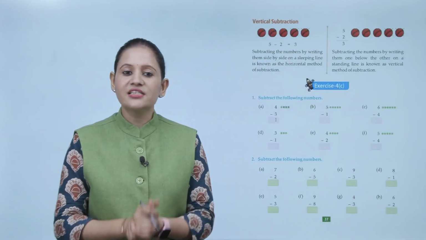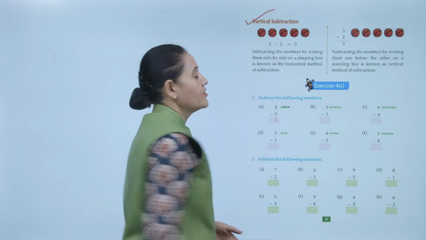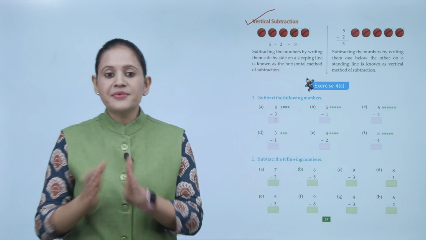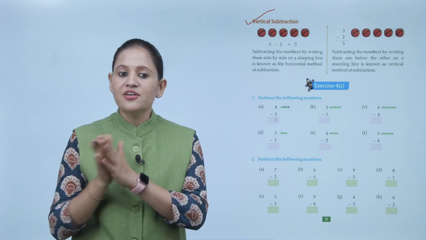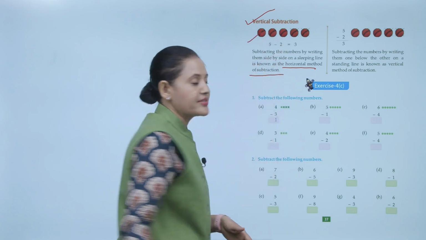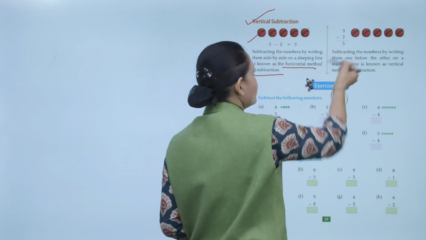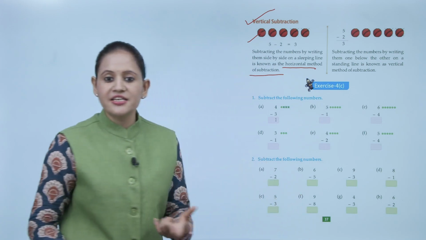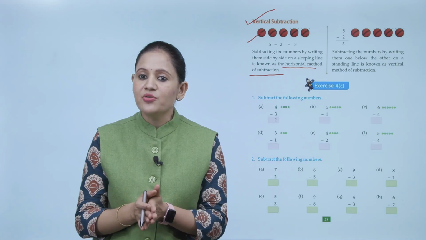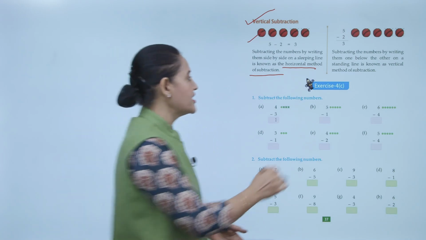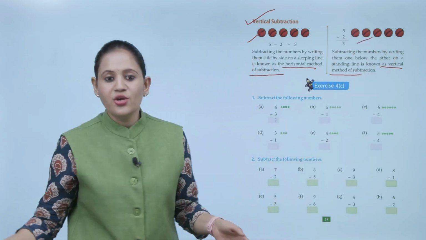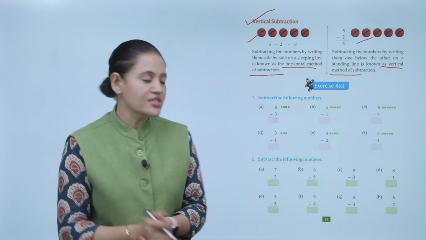Next is vertical subtraction. So here 5 minus 2, that is 3. Subtracting the numbers by writing them side by side on a sleeping line, that is known as horizontal method of subtraction. Here 5 minus 2, that is 3. So here we are writing a number below the other. Subtracting the numbers by writing one below the other on the standing line, that is known as vertical method of subtraction. So this is horizontal method and this is vertical method of subtraction. You can use any method. Next is exercise 4c.